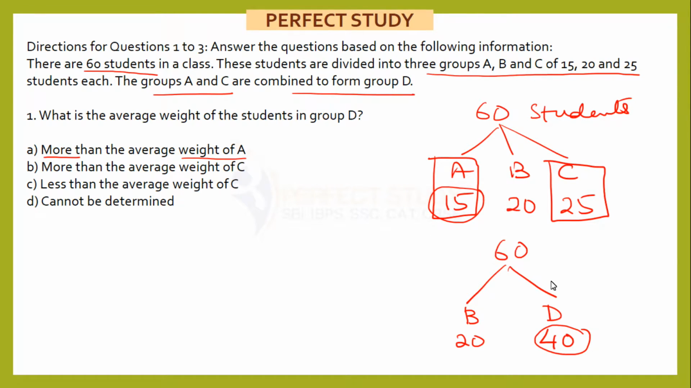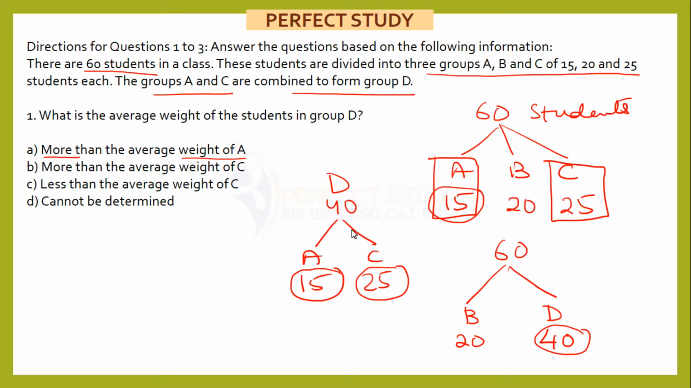Okay. Now here if you notice, Group A students are already part of Group D students. I mean, this Group D 40 includes 2 groups, A 15 and C 25. Now if Group A is part of Group D, does that mean the average weight of Group D will be more than the average weight of Group A? Not necessary. Okay, so average weight of Group D may be equal to Group A if Group A average and Group C average is same. If it is same, average weight of Group D will be equal to A. Group D average can be more than A also, it can be less than A also. And same thing applies with Group C also.